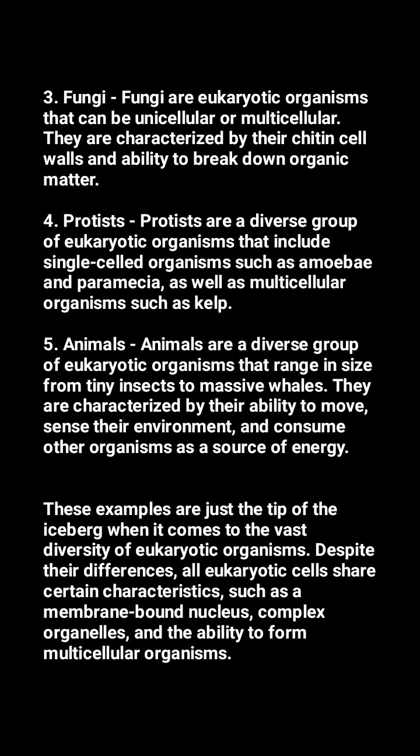4. Protists. Protists are a diverse group of eukaryotic organisms that include single-celled organisms such as amoebae and paramecia, as well as multicellular organisms such as kelp. 5. Animals. Animals are a diverse group of eukaryotic organisms that range in size from tiny insects to massive whales. They are characterized by their ability to move, sense their environment, and consume other organisms as a source of energy.